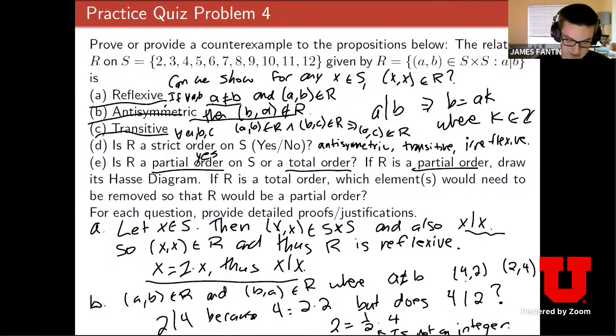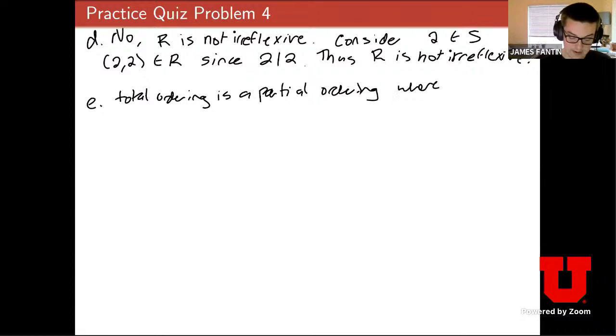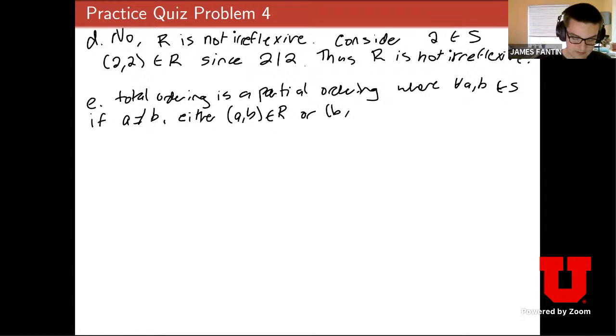So let's figure out next if it's a total ordering. Remember that a total ordering is a partial ordering where for all A, B, and in this case in S, if A doesn't equal B, then either (A, B) is in R or (B, A) is in R. So basically, if you take any two elements, they have to be related in some way. So do we think that's the case with this relation?